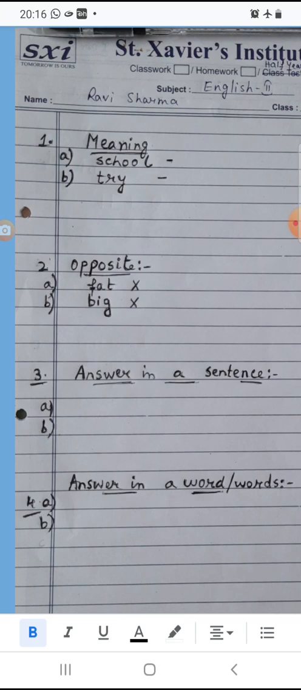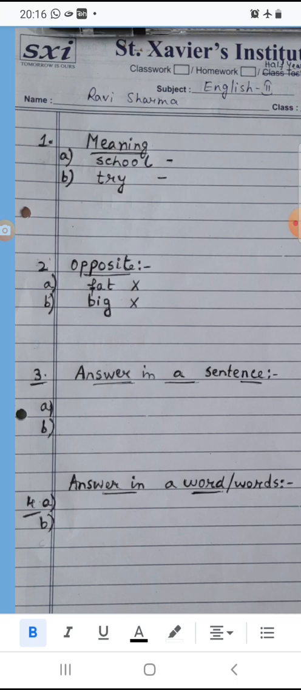I repeat, copy the heading of every question. Please write the meaning of, copying the words for which the meaning has been asked. Copy the words for which the opposite has been asked, and also the word for the make sentences. So you are going to copy the words for meaning, the words for opposite, and the words for make sentences for both English 2 and second language.